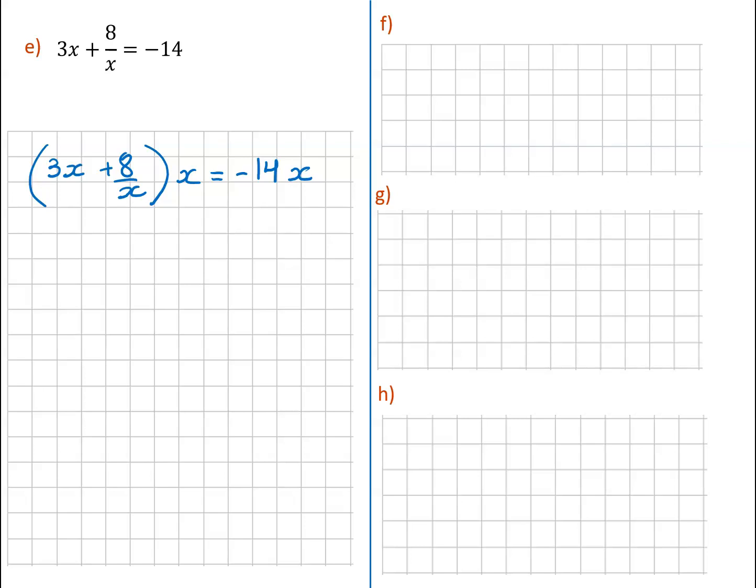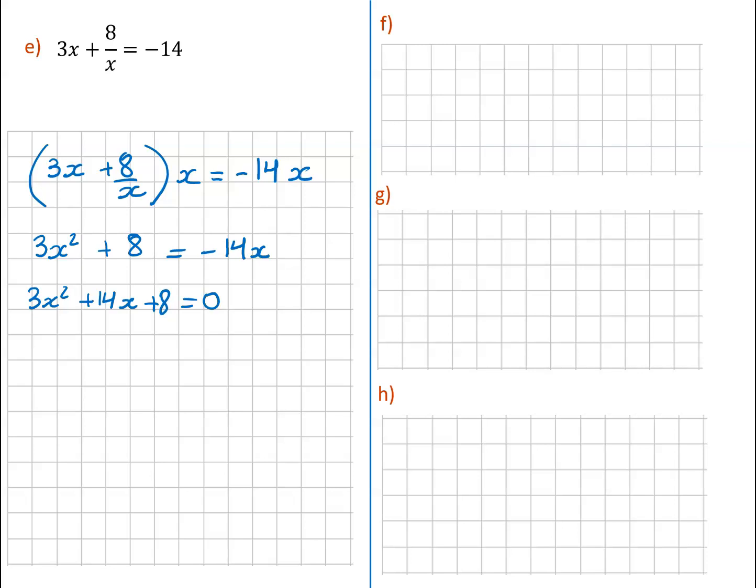Let's expand the left-hand side. 3x times x is 3x squared. And now we have plus 8 over x times x. We said that is equal to 8. And that gives me negative 14x. Now, as per usual, we make the equation equal to 0. Let's do that. 3x squared plus 14x plus 8 equal to 0.